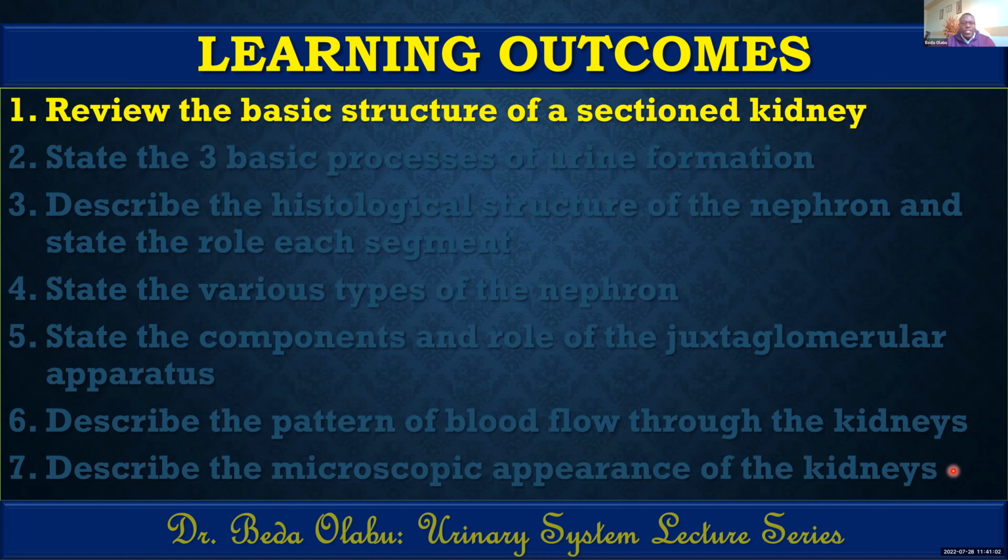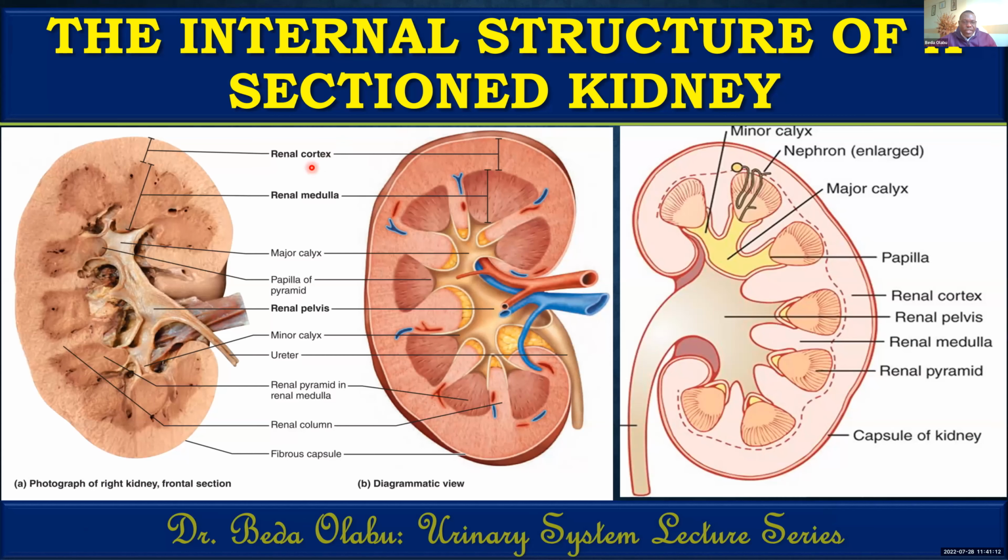Let's begin with the first one, which is the basic structure of a sectioned kidney. How does a sectioned kidney look? We did this in the previous section: when you section a kidney, you can describe it in three parts. There's the renal capsule, which is a thin but tough fibrous capsule that protects the kidney. Deep to that is the region we call the renal parenchyma, the region that contains the nephrons of the kidney. And then deep to that, we have the pelvic system.